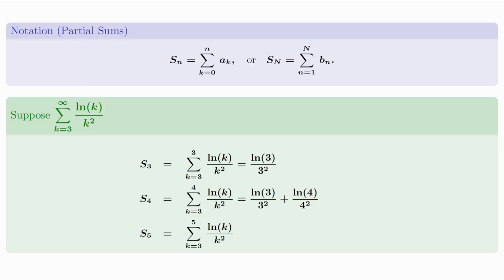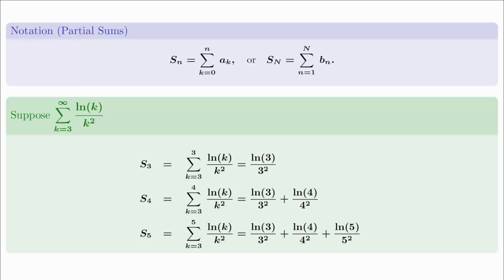S5 would be the sum from k equals 3 to 5, and that would be log 3 over 3 squared plus log 4 over 4 squared plus log 5 over 5 squared. I hope you can see how simple and sensible this notation is. It is basically a simple algorithm for generating successively longer sums, which we hope will tell us what is happening as we add more and more terms. Notice also that we really don't care about the value of the first million partial sums. It is only the limit of these sums that matters.